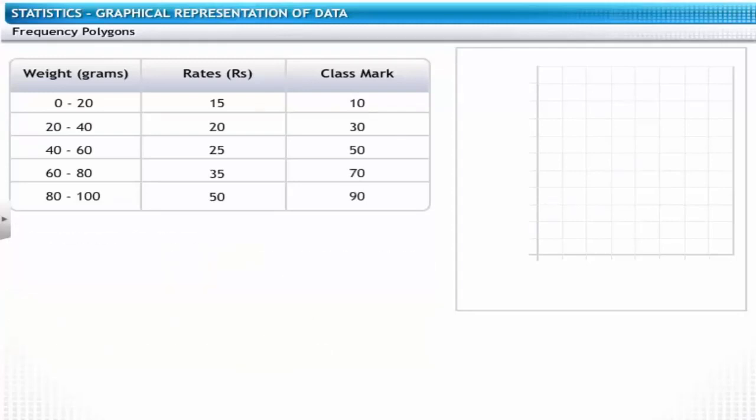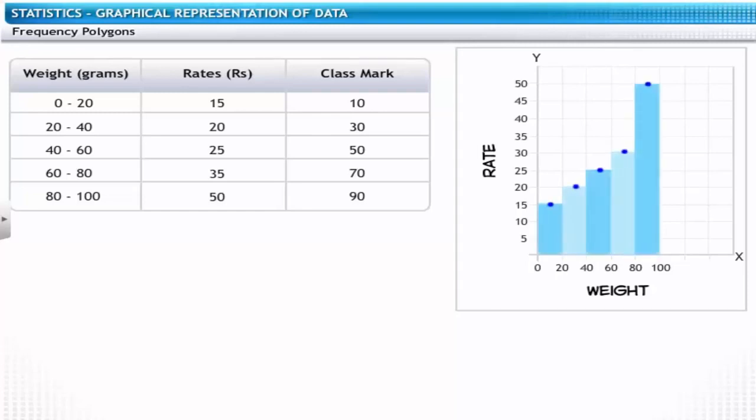As usual, we start by drawing the two axes, x and y. Here the variable is weight, and its value is the courier charges or rate. Now we mark the class marks found earlier along the x-axis. Next, we mark the rates along the y-axis. Now, we plot the corresponding rate for each class mark on the figure and join these points.